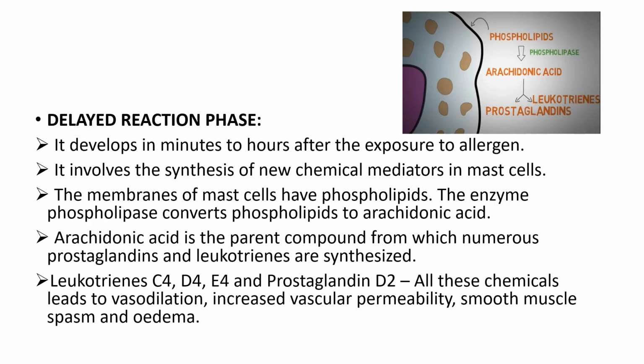Delayed reaction phase. It develops in minutes to hours after the exposure to allergen. It involves the synthesis of new chemical mediators in mast cells. The membranes of the mast cells have phospholipids. The enzyme phospholipase converts the phospholipids to arachidonic acid. Arachidonic acid is a parent compound from which numerous prostaglandins and leukotrienes are synthesized. Leukotriene C4, D4, and E4 and prostaglandin D2, all these chemicals lead to vasodilation, increased vascular permeability, smooth muscle spasm, and edema.